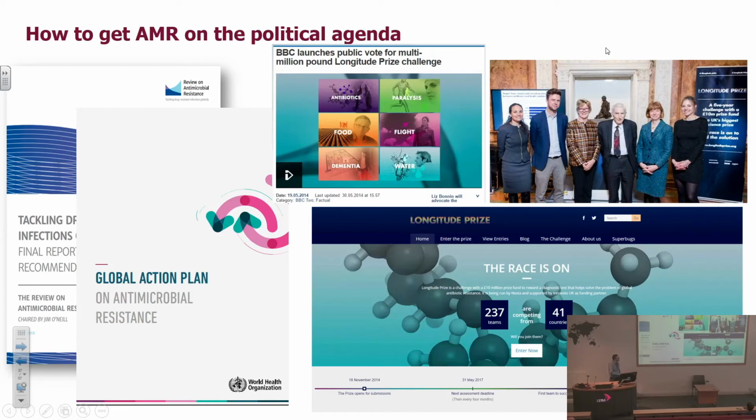So this is a massive prize, £8 million prize, looking for rapid diagnostics. And this was put to public vote. So the Longitude Prize is supposed to solve one of the greatest issues of our time. There were 6 categories.